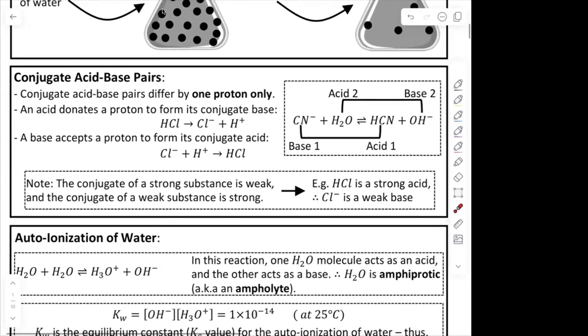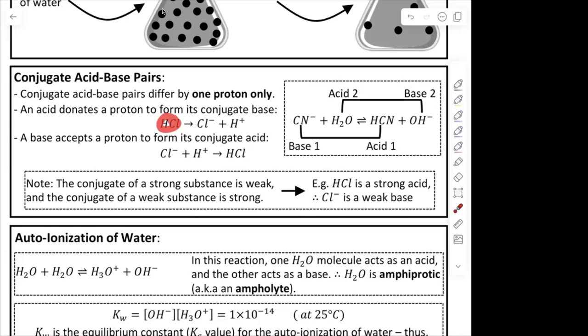And then another critical thing to touch on again is the importance of understanding conjugate acid-base pairs. Conjugate acid-base pairs differ by one proton only, right? And that proton is one that was either donated or one that was received on the other end. So an acid donates a proton to form its conjugate base. So let's have a look at the example on the right-hand side there.